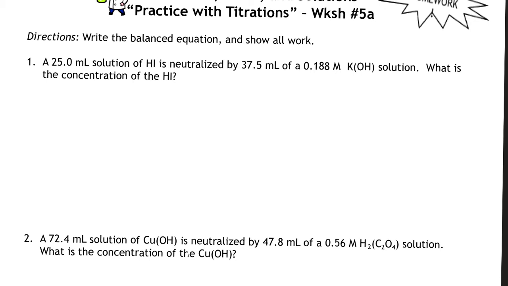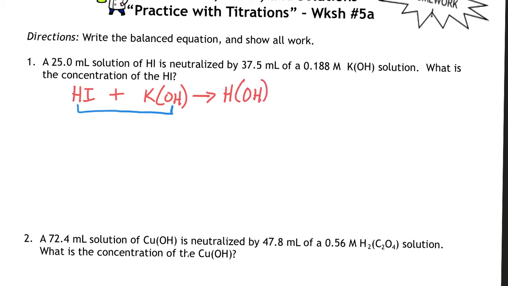First thing I need to do is to create an equation here. So I've got my HI plus KOH. Those are my reactants. Now remember that a neutralization reaction is a double replacement reaction. So this is going to combine with that, and that's going to give me HOH. And remember, that would give us a formula of H2O. So there's my water.